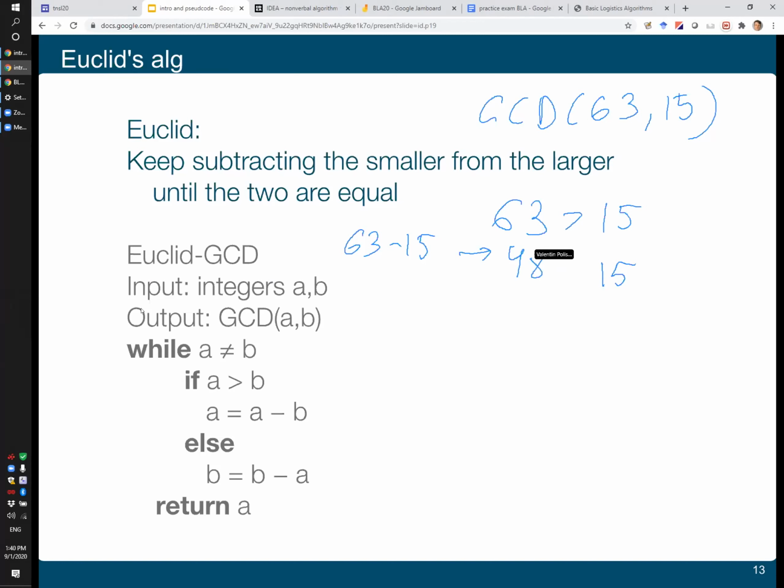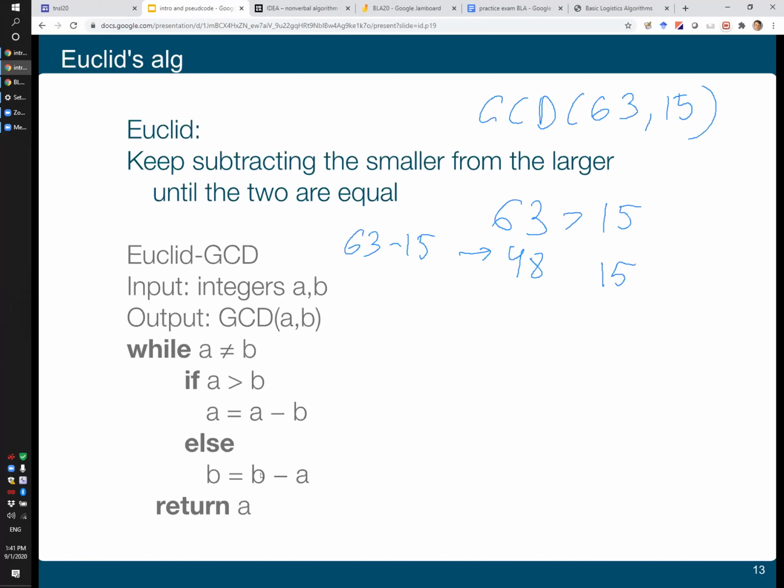is, I guess, 48. Okay, so we look at two numbers, and the smaller number remains the same, and the larger of the two numbers gets replaced by the difference. Again, you can see it either from this description or from this pseudocode. So if A is larger than B, then you replace A with the difference. If B is larger than A, then you replace B with the difference between the numbers.